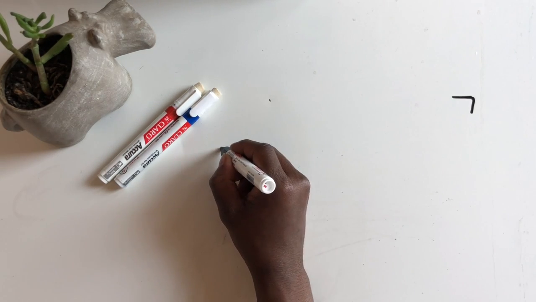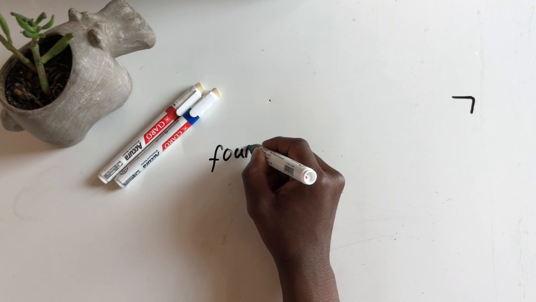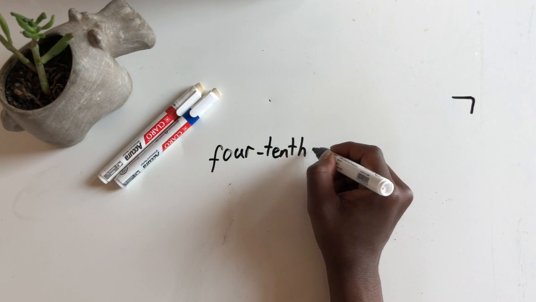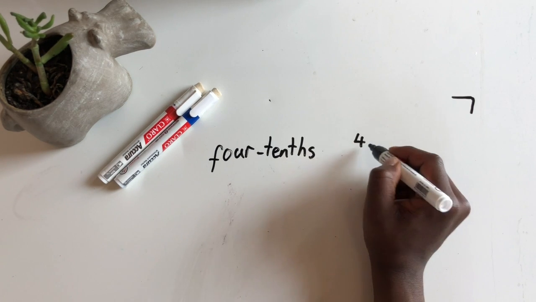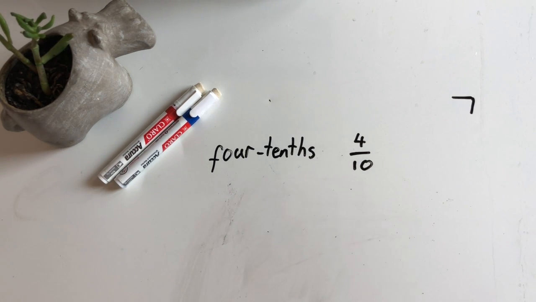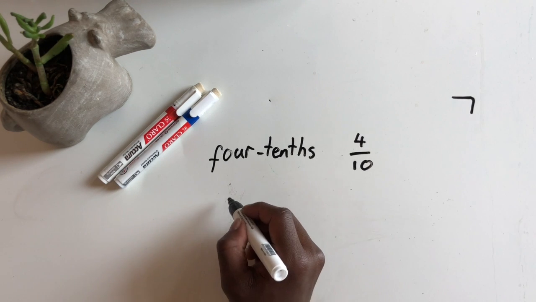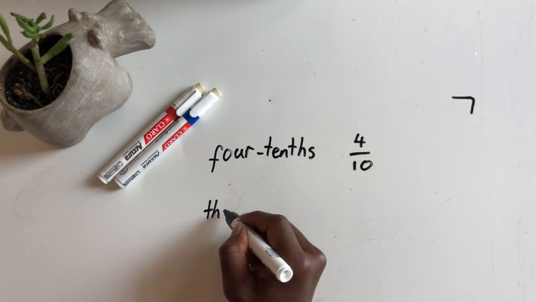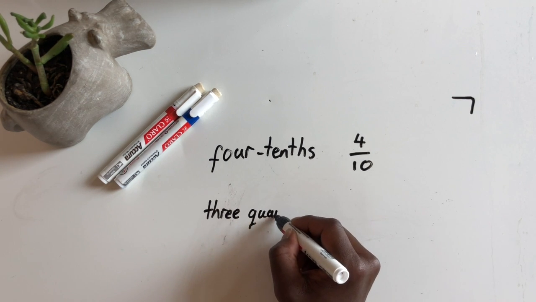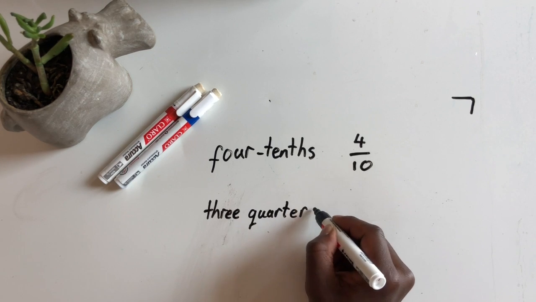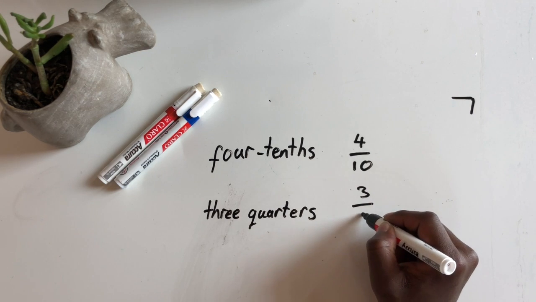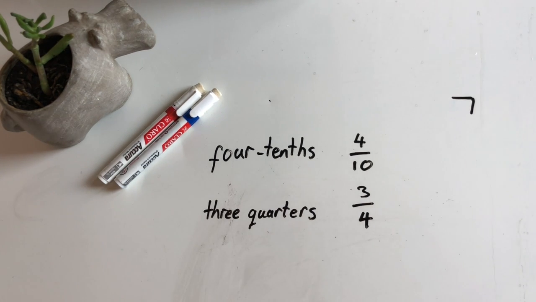We have 4/10, which is represented as 4/10. And then let's look at another one, 3/4, which is shown as 3/4. Okay?